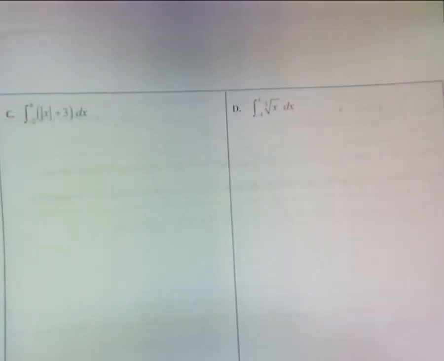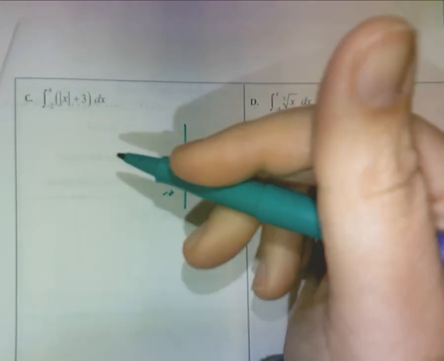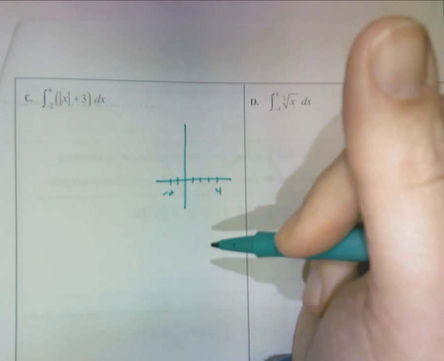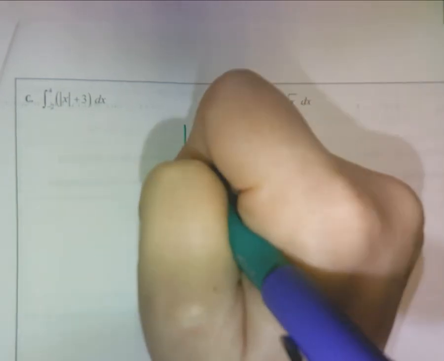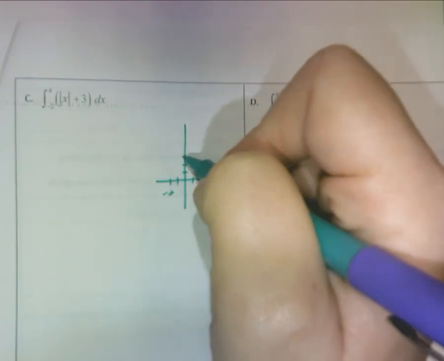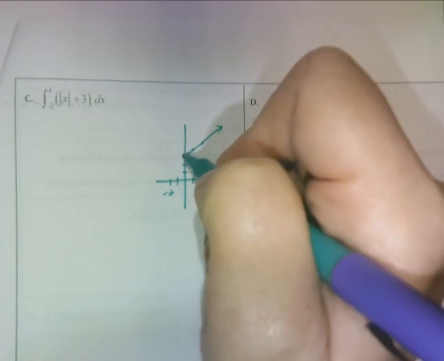Next page. Let's do this one. Ooh, so this one's kind of neat. This is the absolute value of x plus 3 from -2 to 4. So -2, 1, 2, 3, 4. Remember, if you go to graph absolute value, it looks like a V that has been shifted up 3 units. And it just goes up 1 over 1, up 1 over 1. And same thing here.